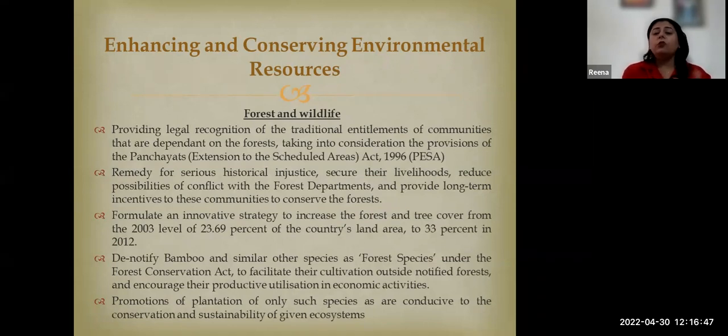That is why I am telling you again and again to go through each and every point, like how to denotify bamboo and similar other species as forest species under the Forest Conservation Act. Earlier, under the Forest Conservation Act, they had notified bamboo and other similar species as forest species, so there was no cultivation of these species outside the notified area. The people who were dependent on bamboo-related produce were not able to utilize these resources. So they denotified bamboo and similar species so that people can get the benefit. That was a point related to securing livelihoods. From those principles came some actions, and from those actions they again notified and made some strategies to ensure that forest and wildlife resources are protected.